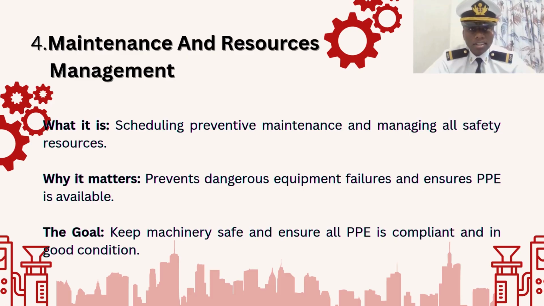And the fourth task is maintenance and resources. Maintenance is about the physical integrity of the workshop. The engineer must schedule preventive maintenance on all machinery to prevent dangerous equipment failures. Resources, meaning managing our PPE, which is known as personal protective equipment. The engineer must ensure all necessary PPE is available, that it is compliant with standards, and that it is in good condition.